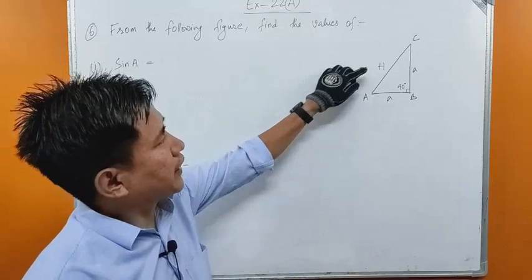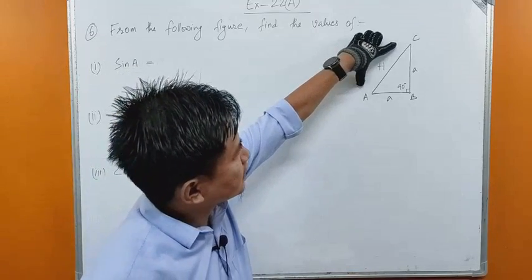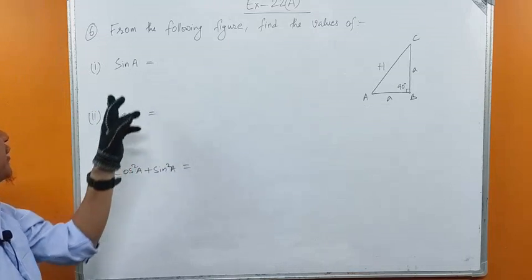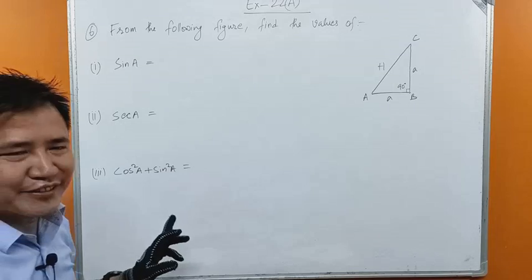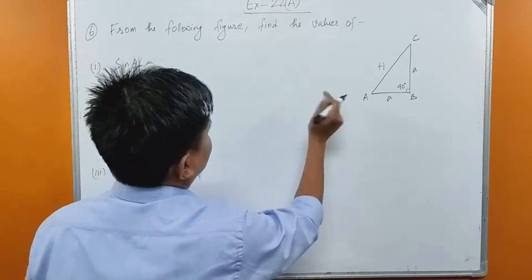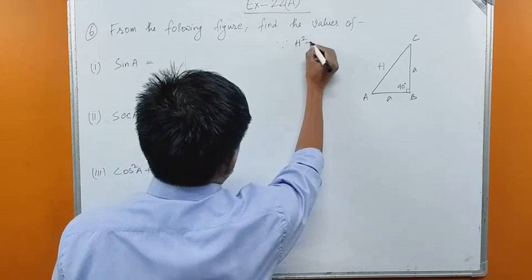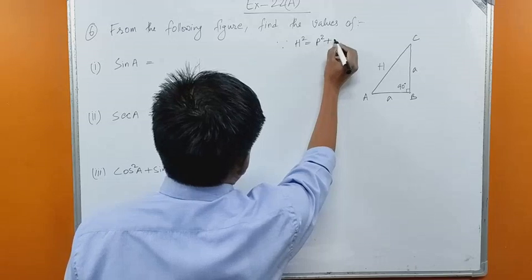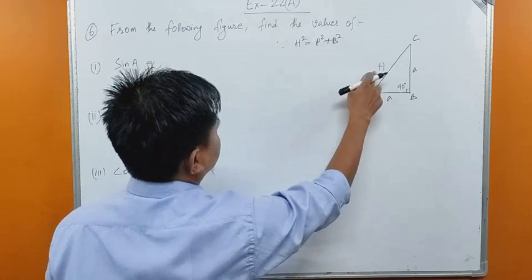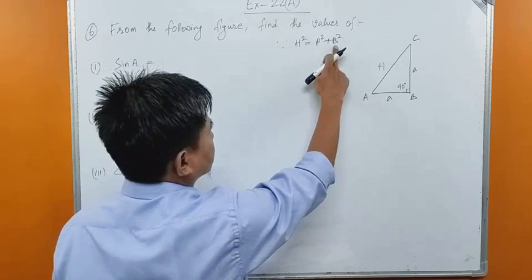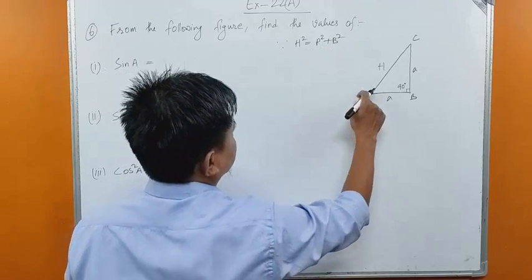So first let us find the value of hypotenuse, that is AC, and after that we will find the values of these trigonometrical identities. Okay, so let's begin. Applying Pythagoras theorem, h square equals to p square plus base square, isn't it? So we don't know hypotenuse. Hypotenuse square equals to perpendicular square plus base square. What is hypotenuse? AC.